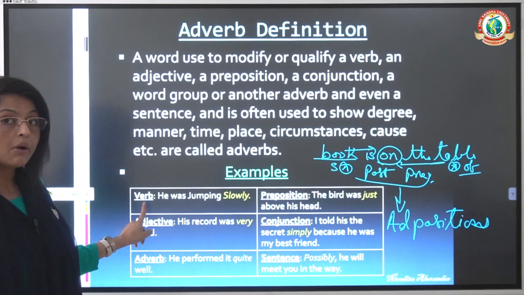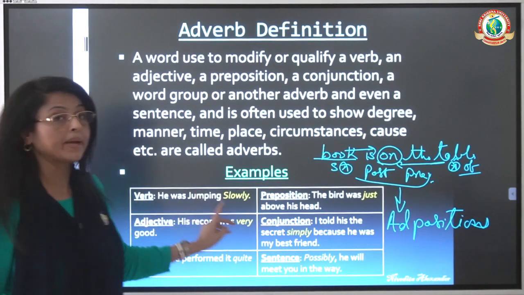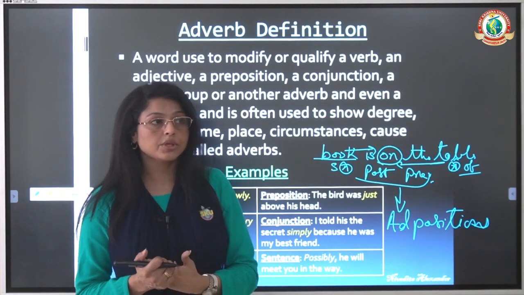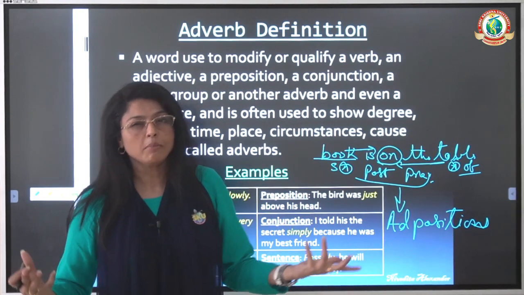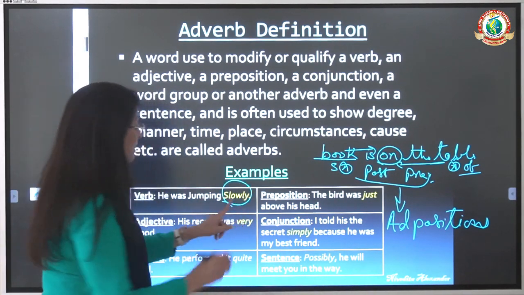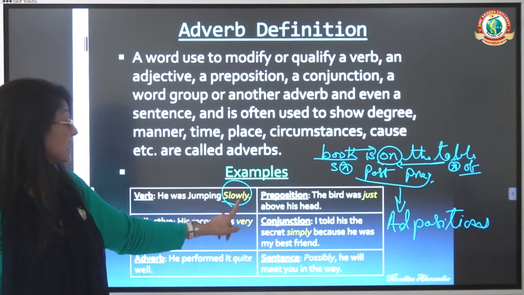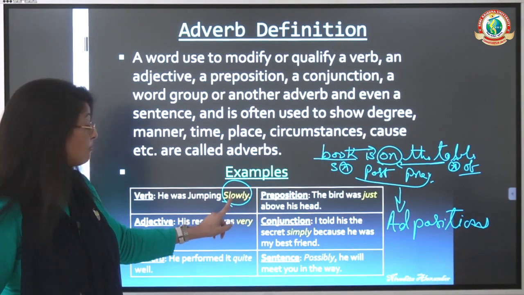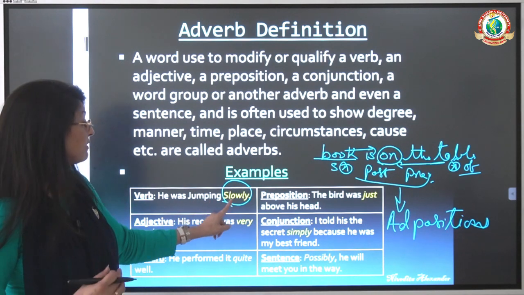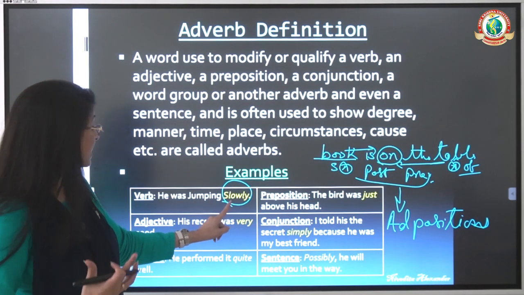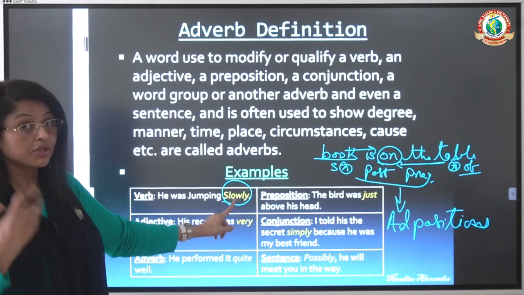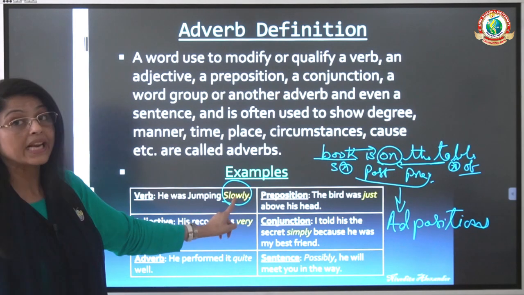Look here, how it qualifies the verb. He was jumping. Now, jumping how? He was jumping slow, he was jumping fast, he was jumping at a normal speed, he was jumping slowly. So slowly is showing the movement, which is modifying the verb jumping and giving more detail or more definition about the verb, and hence, he was jumping slowly, so this is an adverb.